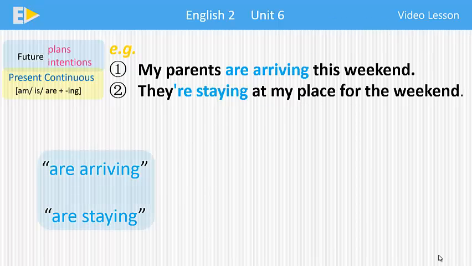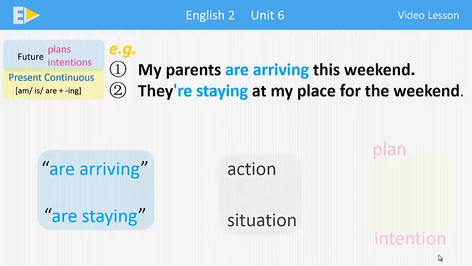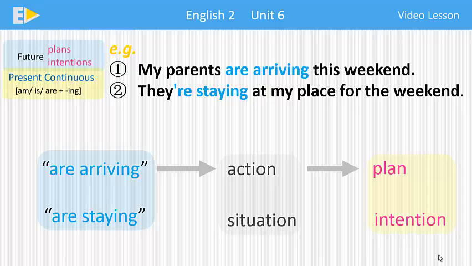In the two sentences, we use present continuous, are arriving and are staying, to talk about the future action or situation. And the action or situation is a part of a plan, arrangement, or intention. In the first sentence, my parents plan to arrive this weekend, which is an action in the future, and it is a kind of plan. In the second sentence, they have the intention to stay at my place for the weekend. It is an intention of a future situation.